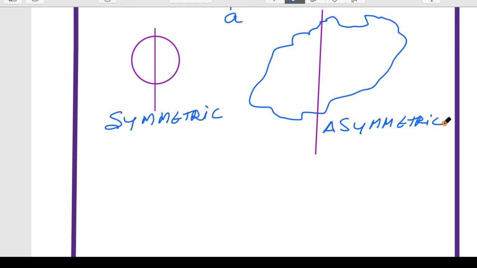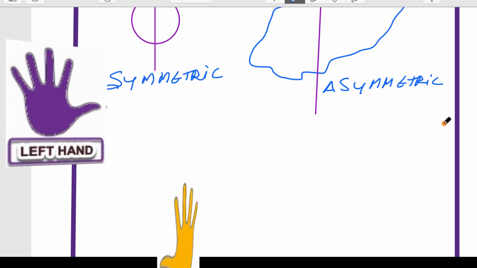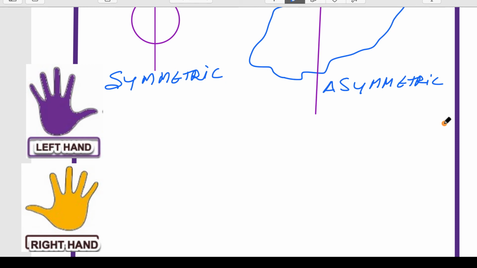Asymmetric. Okay, this is the asymmetric object. This is the symmetric object. So, I can give an example of the asymmetric. You see the left hand and right hand. The left hand is the mirror image of the right hand. They can never be superimposed.